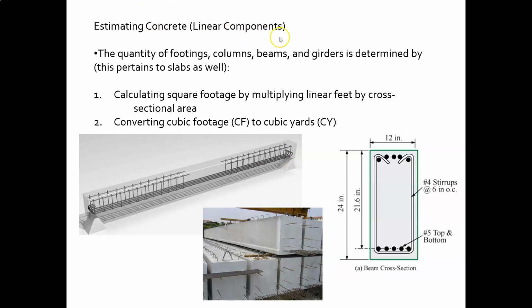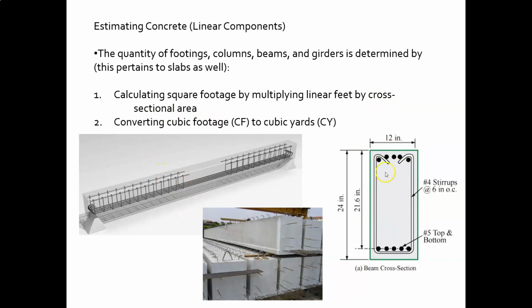All right, estimating linear components. The quantity of footings, columns, beams, and girders is determined by 2 things. Yes, this pertains to slabs as well. Calculating square footage by multiplying linear feet by cross-sectional area. So we want to calculate the square footage. We're going to multiply the linear feet, that is this direction, the linear feet of this beam, so call it 12 feet or something like that, by its cross-sectional area, which is this. This is the cross-section of this beam.